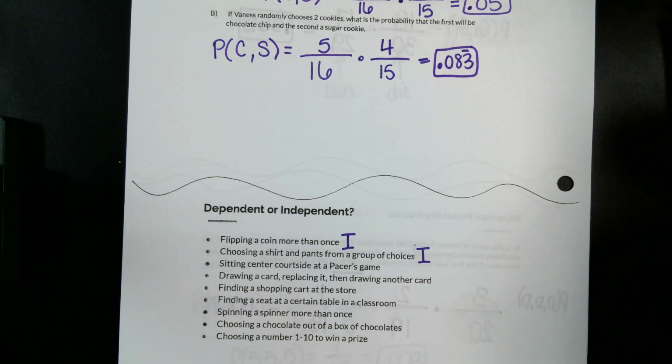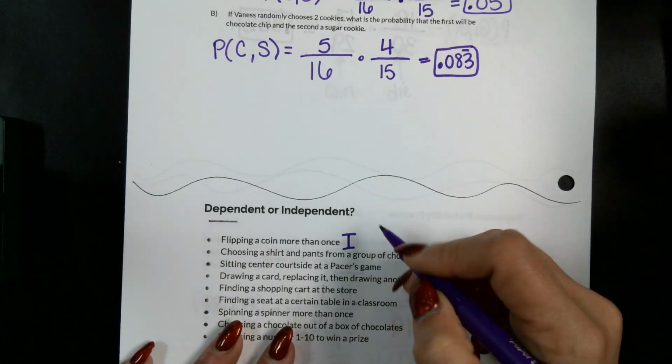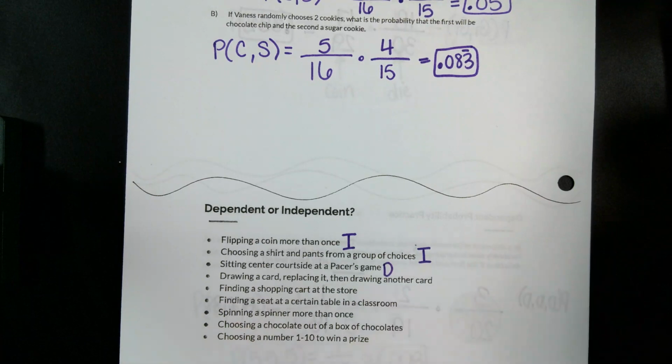Okay, this next one is kind of weird. It says sitting center courtside at a Pacers game. Well, wouldn't that depend on where somebody else is sitting? Yeah. So probably dependent, right? It's going to depend on, like, are we necessarily going to be able to sit center? I don't know. It's going to depend on everybody else. I was thinking of the same thing. Because in my mind, I was thinking it depends on where everyone else sits, so that makes it dependent.